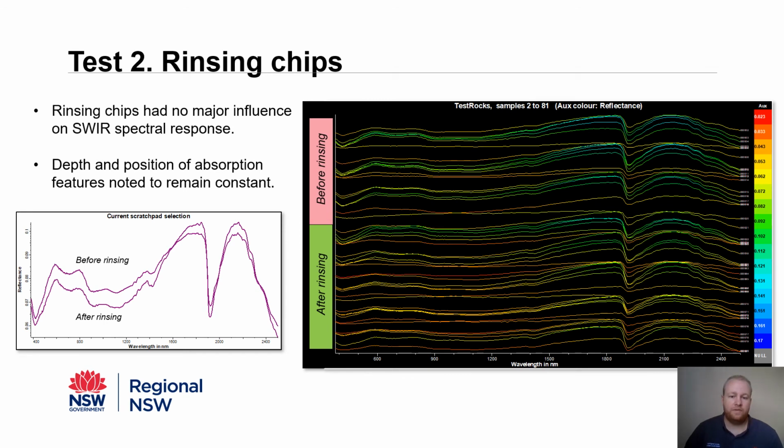For the shortwave infrared, rinsing chips made no major difference, with both reflectance and absorption features shown as largely the same here.